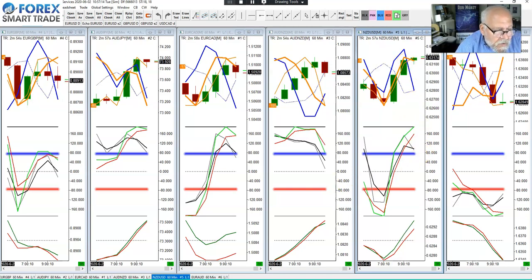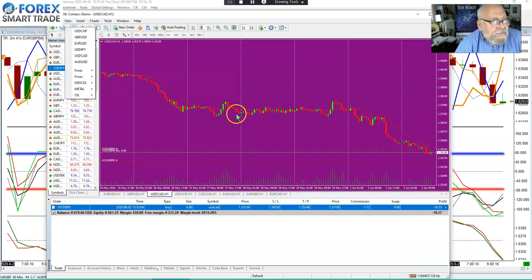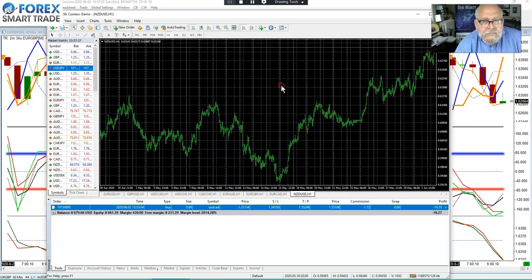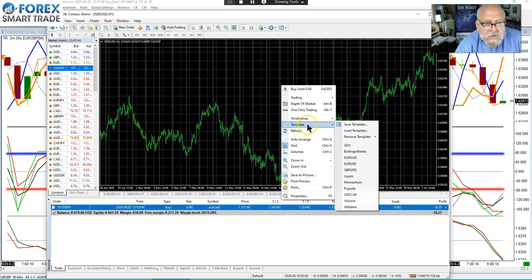Let's go back. I'm going to open a new chart. NZD USD. I do not have NZD USD open here, so I'm going to go to File, New Chart. I'm going to open up NZD USD, not in that top group. NZD USD is here. I don't like this format, so I'm going to change it.